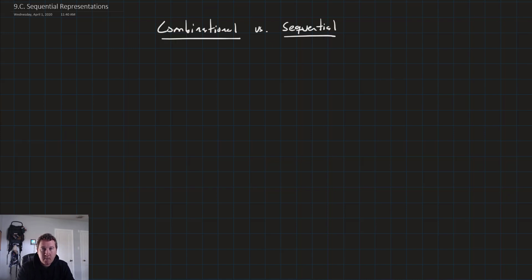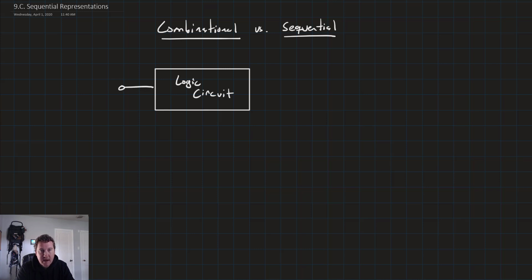So first, let's talk about the difference between combinational versus sequential logic. Combinational is what we've been working with so far, and that basically just looks like this. You have some logic circuit that consists of AND gates, OR gates, NOT gates, XOR gates, all the stuff that we've been working with before. They take some input, the gates do their thing, and they produce some output. That's combinational logic.